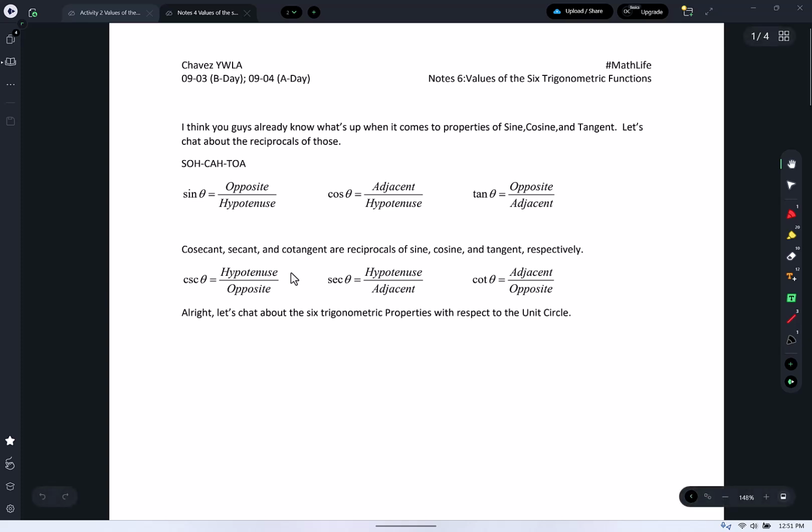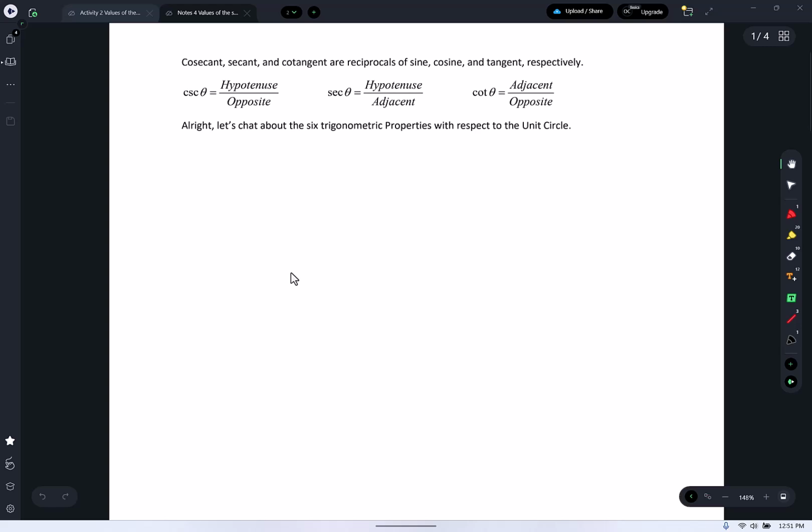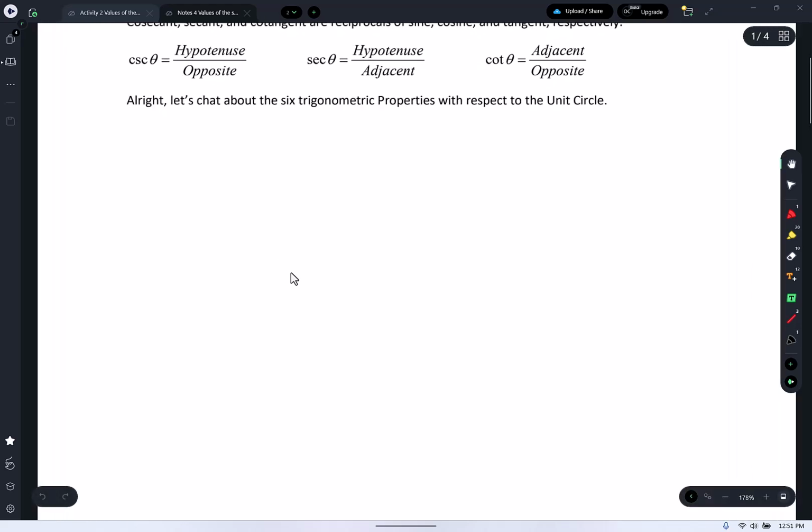So SOHCAHTOA, you guys are already pretty good with that. Then the cosecant is just the reciprocal of sine, secant is the reciprocal of cosine, cotangent is the reciprocal of tan. That's not a big deal. And it says, let's chat about the 6 trigonometric properties with respect to the unit circle. So let's talk about that.